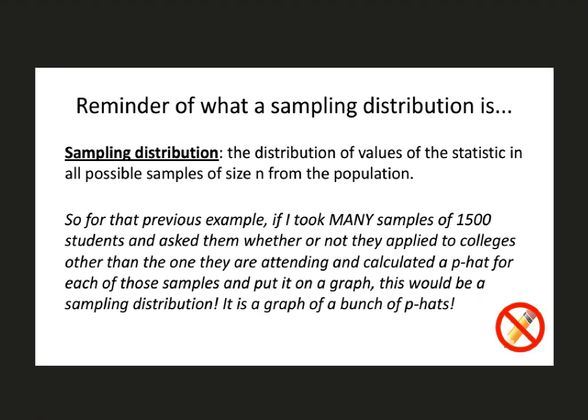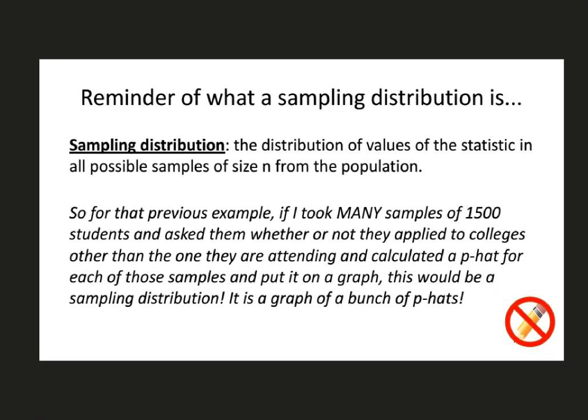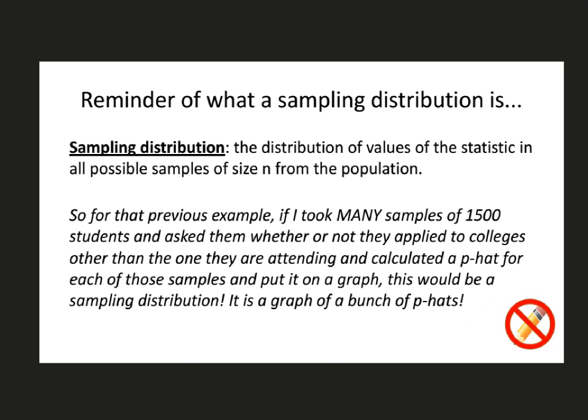So just a reminder what a sampling distribution is. A sampling distribution is a distribution of values of a statistic in all possible samples of size n from the population. So for that previous example, if I took many samples of 1,500 students and asked them whether or not they applied to colleges other than the one they are attending and calculated a p-hat for each of those samples and put it on a graph, this would be a sampling distribution. It's basically like a graph of a bunch of p-hats or a graph of a bunch of x-bars, depending on if we're looking at means or proportions.